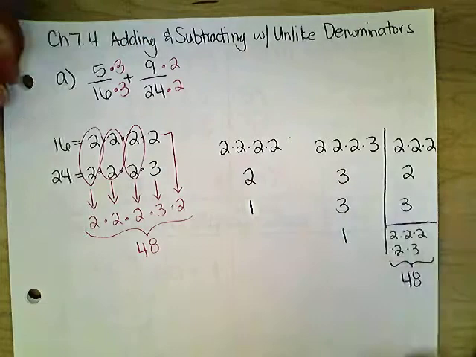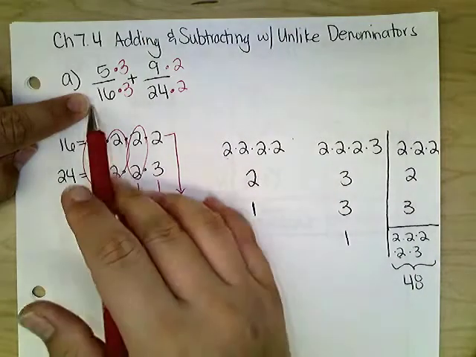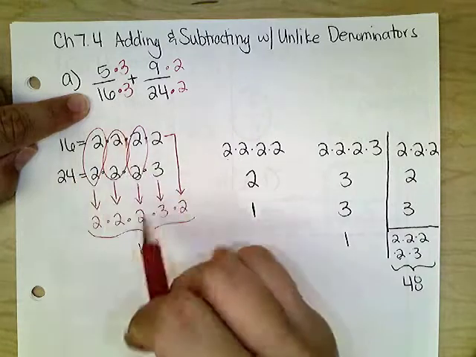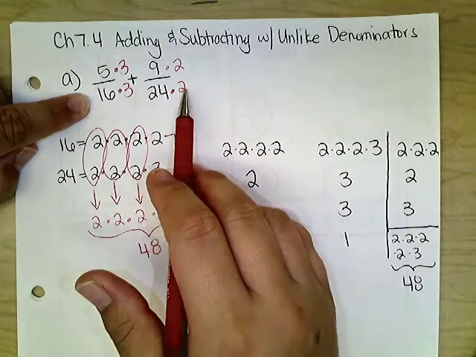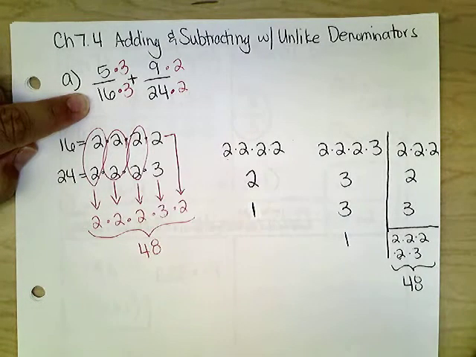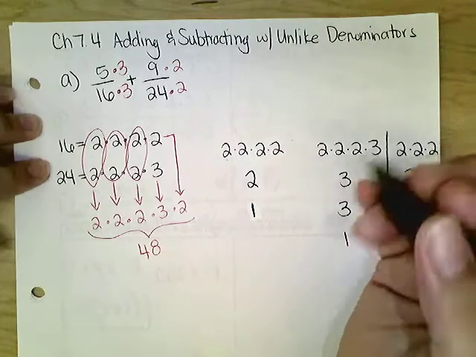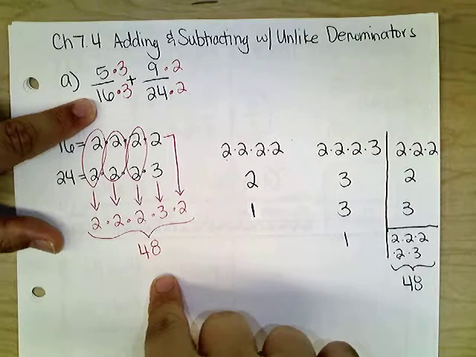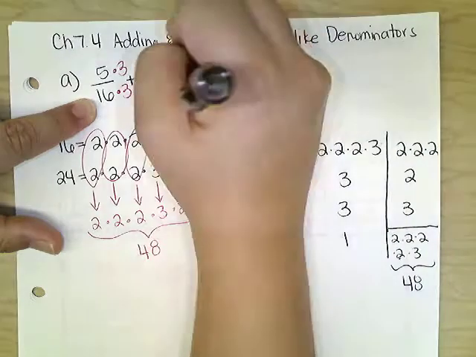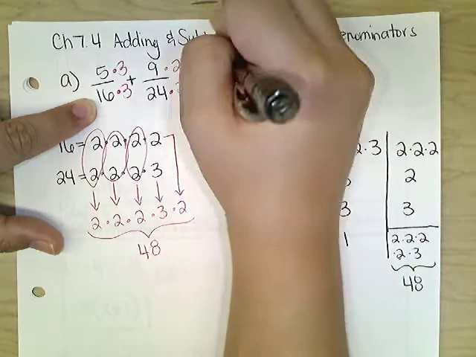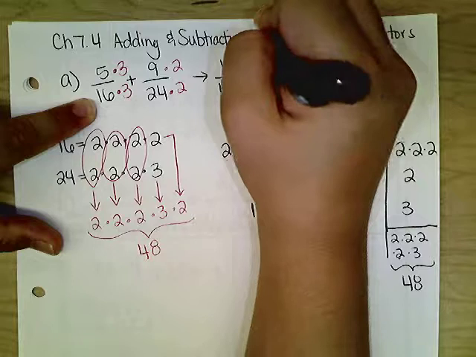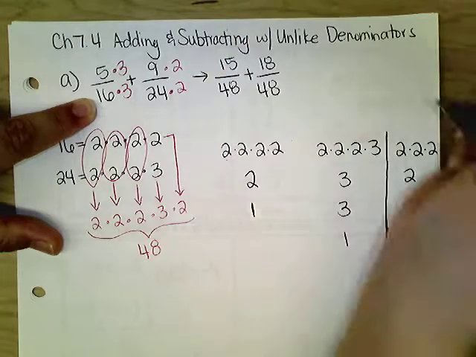Now, of course, you could just take a calculator and say 48 divided by 16, what does that equal? 3. Okay, I need to multiply it by 3. 48 divided by 24, what does that equal? 2. Okay, I need to multiply it by 2. But either way is perfectly fine. Once I find my common denominator, I'm going to rewrite my fractions to have common denominators. So that'll be 15 over 48 plus 18 over 48.